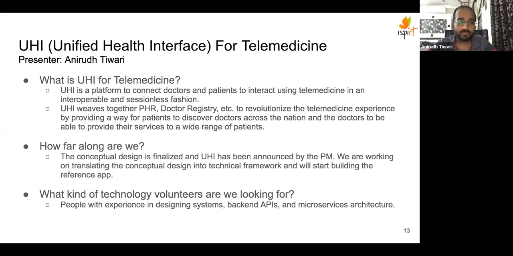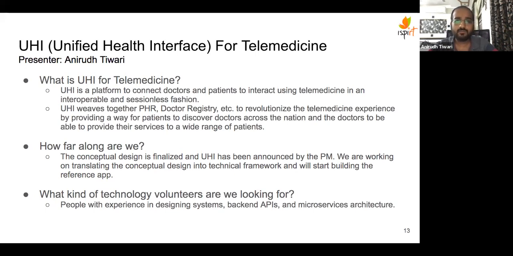So basically, UHI weaves together some of the Lego blocks that have been talked about in the past as part of this discussion itself, which are PHR and doctor registry, which basically revolutionizes the way telemedicine is happening across the nation, specifically in a very interoperable manner. To draw an example along the lines of UPI, where you can make a payment from Google Pay to Paytm without much hassle, we want to build an infrastructure where a doctor using any application can connect with a doctor who's using any other application through this interface. So that's a brief introduction on UHI.